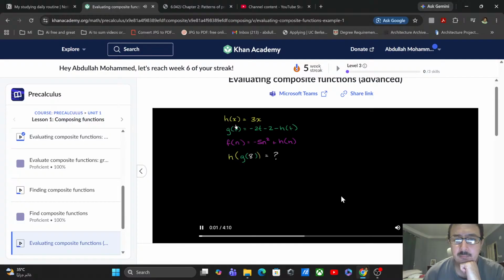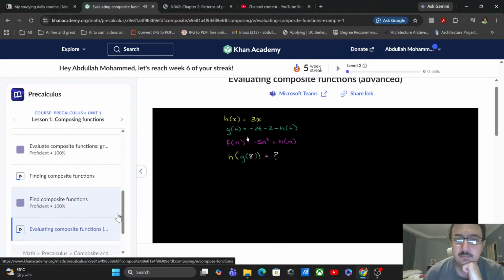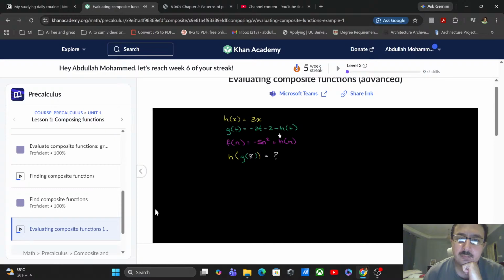We're told that h of x is equal to 3x. g of t is equal to negative 2t minus 2 minus h of t. f of n is equal to negative 5n squared plus h of n. So we have three function definitions, and two of these are defined in terms of another function, in particular the function h. And then we're asked to calculate what is h of g of 8.